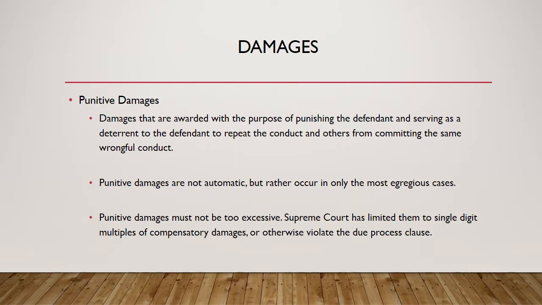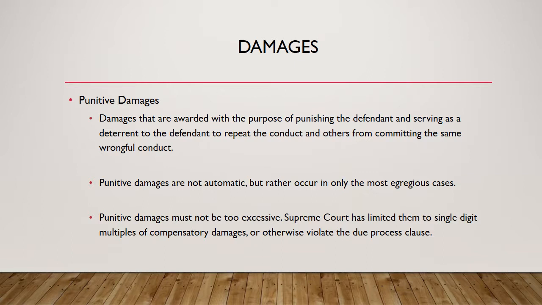Punitive damages, we've talked about them before. I know we mentioned them when we talked about the contracts and when we talked about the constitutional principles applicable to business. But punitive damages are damages that are awarded with the purpose of punishing the defendant. And so you punish them for the wrongful conduct that they did. And it also serves as a deterrent to both the defendant, deters them from repeating that conduct, and it is meant to serve as an example to others, to deter them from committing the same wrongful conduct.